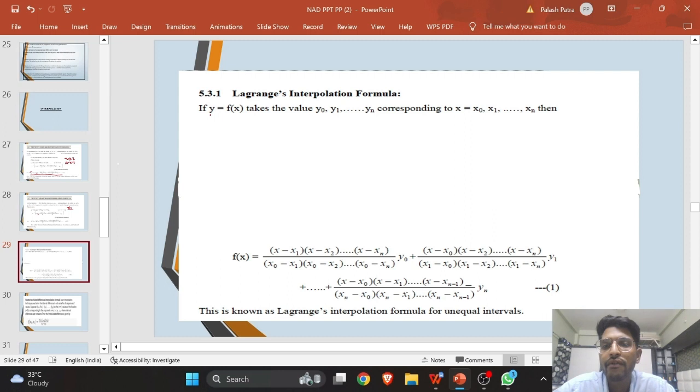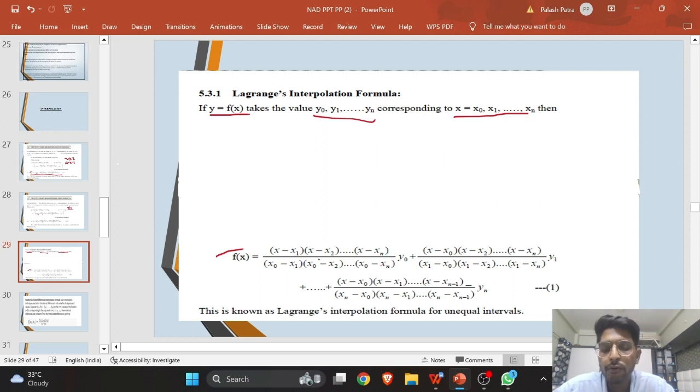So in this case, when we take the function y equal to f(x), the values y0 at x0, y1 at x1, y2 at x2, and similarly up to yn at xn are being taken, then the value of the function at a unique interval would be f(x) is equal to (x minus x1)(x minus x2)(x minus x3) and so on up to (x minus xn) divided by (x0 minus x1)(x0 minus x2) and so on up to (x0 minus xn) into y0.